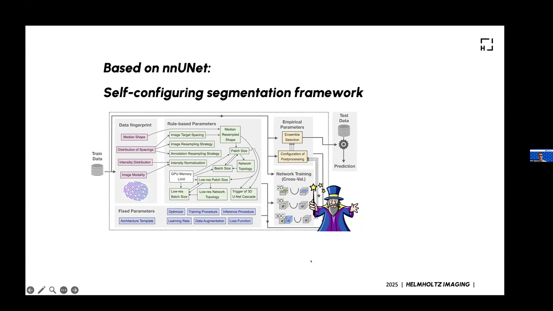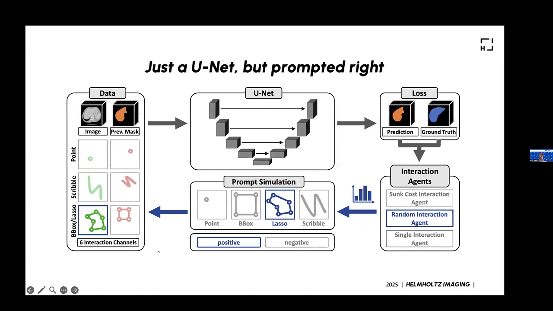And we used this configuration and built a pipeline around the U-Net, which basically has a single goal of simulating a human user working with the tool. So what you have here is your image, the previous mask, and then your interactions. And this is also in regard to the challenge where you could really play around with.